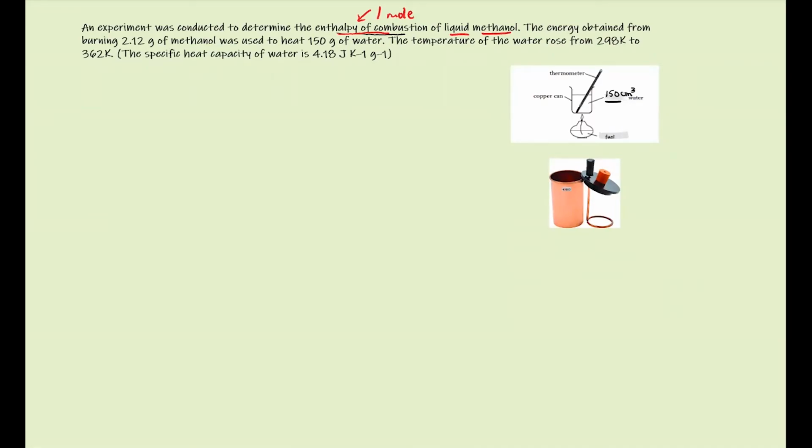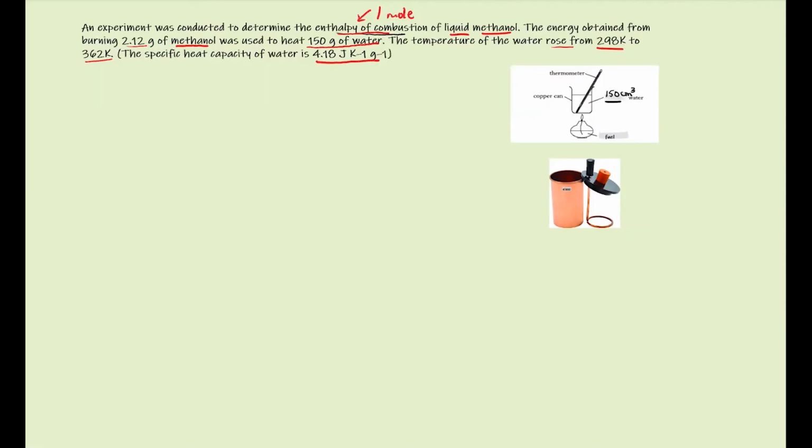The energy obtained from burning 2.12 grams, and that's going to be useful for us to calculate the number of moles because this will be the limiting factor, of methanol, was used to heat 150 grams of water. Now that could be 150 centimeters cubed instead of 150 grams, but I made your life a little bit easier by putting 150 grams in. The temperature of the water rose, so that tells me it's exothermic, from 298 to 362 Kelvin. Now, it doesn't matter if it's degrees Celsius or Kelvin either. And they've quoted our specific heat capacity of water as 4.18 this time. So that's the value we will use.